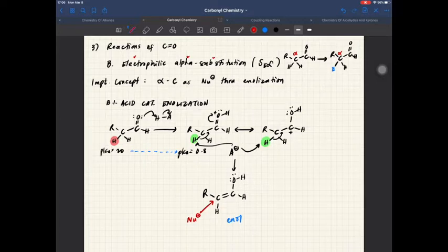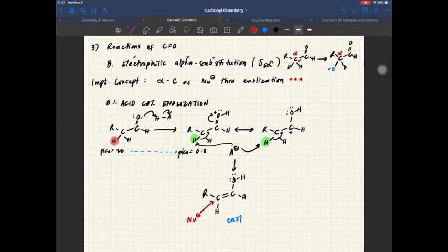So we have an alpha carbon here, this one, substituted with another electrophile. So that is the essence of this type of reaction. In this case, it's important to know that the alpha carbon will act as a strong nucleophile through enolization. So it's a very important concept to consider. Okay, there are two types of enolization.